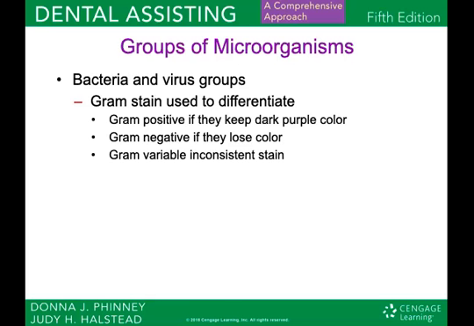Bacteria and viruses have different characteristics, shapes, and sizes. To further distinguish the different bacteria groups, Dr. Christian Gram developed a staining procedure. This procedure differentiates cells into two specific groups, and they can either be gram positive, in which case they keep their dark purple color from a certain stain that is used, or they're gram negative, in which case they'll lose their color. If it is a variable stain, that means that there are both gram positive and gram negative cultures, and it is not a pure culture.